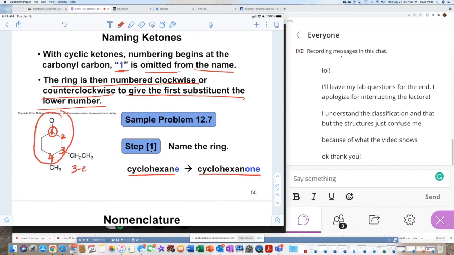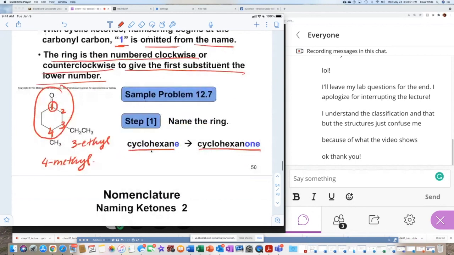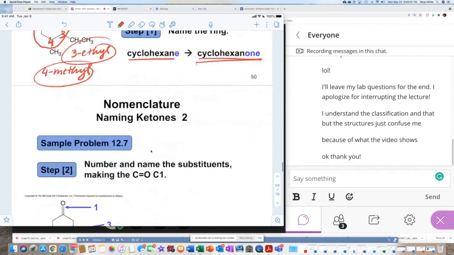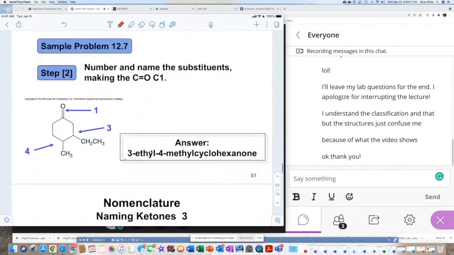On carbon 3, we have our ethyl. On carbon 4, we have our methyl. Arrange the side groups alphabetically. So 3-ethyl, 4-methyl cyclohexanone. Remember, between a letter and a number, you have to have a dash. Number and number, you have to have a comma. So 3-ethyl-4-methyl cyclohexanone.